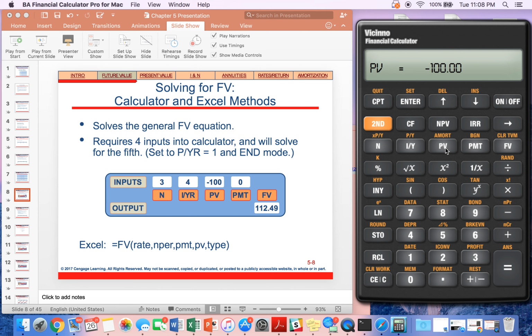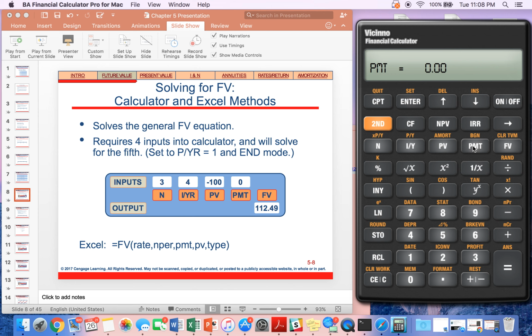Now, here's the thing with this function. You can only solve for one input at a time, and if you don't have an input that's being taken into consideration, you simply enter 0. So in this question, we didn't mention anything about a payment or an annuity, so we're just going to go ahead and forego that input, and we're just going to plug in 0 for our payment. And then we're going to go ahead and compute for our future value.